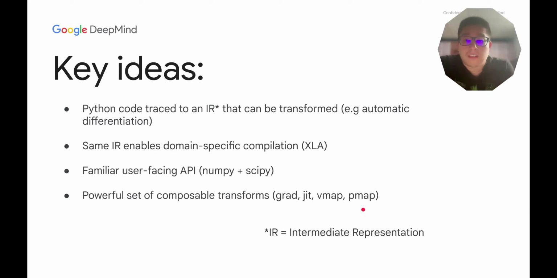Familiar user-facing API. Both NumPy and SciPy are mirrored in the namespace of JAX. So if you have code that you want to see if it's going to be accelerated, you can just change import numpy as np to import jax.numpy as np, or import jax.scipy as scipy. And a powerful set of composable transformations: you can take the grad, you can JIT it, you can vmap it.